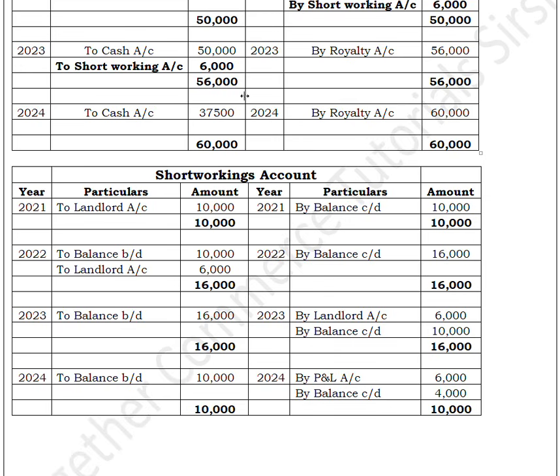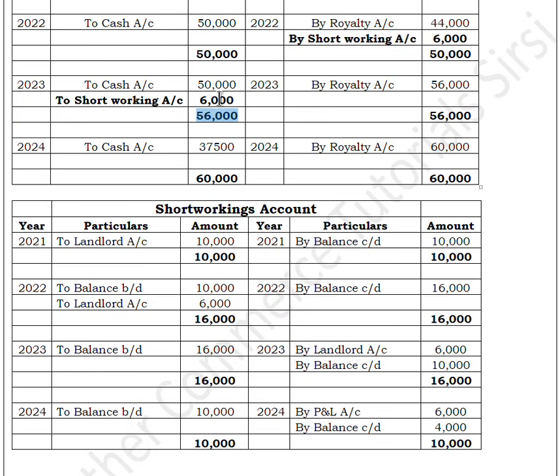In the third year also, the minimum rent is 50,000, the royalty is 56,000. In this year 56,000 is greater, that means the By side is greater. So copy the same number here, write 56,000. You will get the balancing figure on the To side. Whichever side the balancing figure comes, you should write it on that side. So that should be short workings here: 56 minus 50, short workings 6,000.